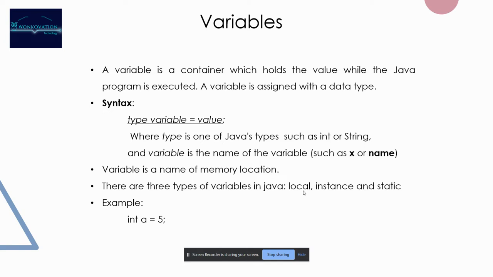In other words, it is the combination of vary plus able, which means its value can be changed later on in the program. There are three types of variables in Java: local, instance, and static. Here we can see an example: there is a statement int a equals 5. Here a is the variable, int is the data type, and 5 is the value which is being stored in a.